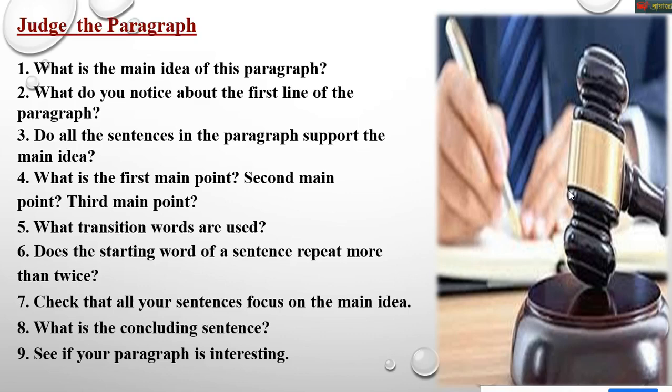So you have to check that the idea you want to develop is developed clearly, right? And then what do you notice about the first line of the paragraph?